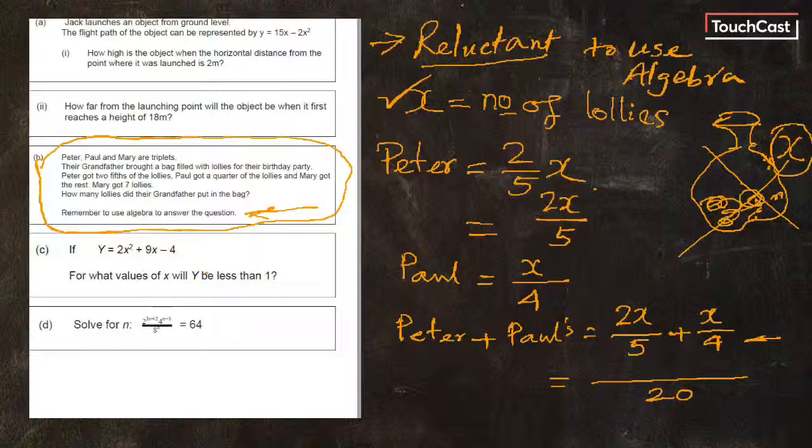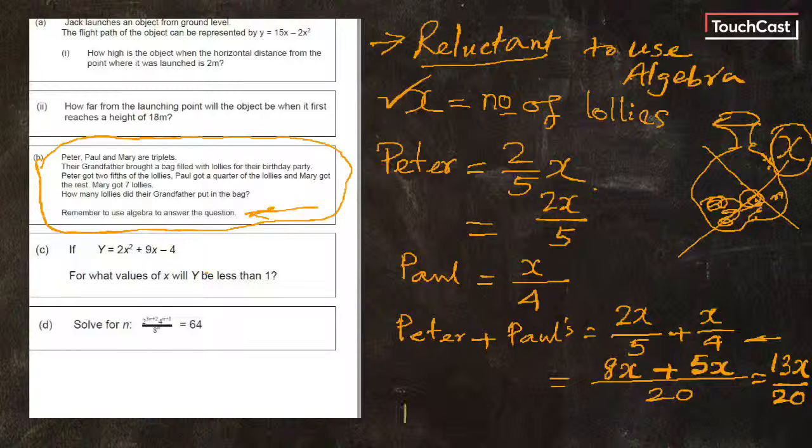And as one of the students reminded me, you have to cross multiply. Just to remember, 4 times 2x gives you 8x plus 5x. And that gives me 13x over 20. Basically what it means, Peter and Paul got 13 out of 20ths of the whole lot of lollies, which is x.